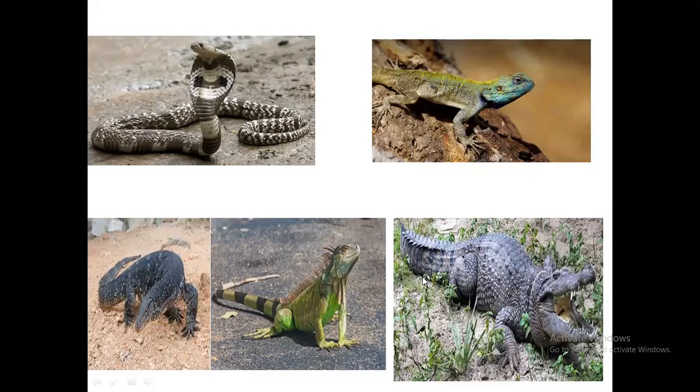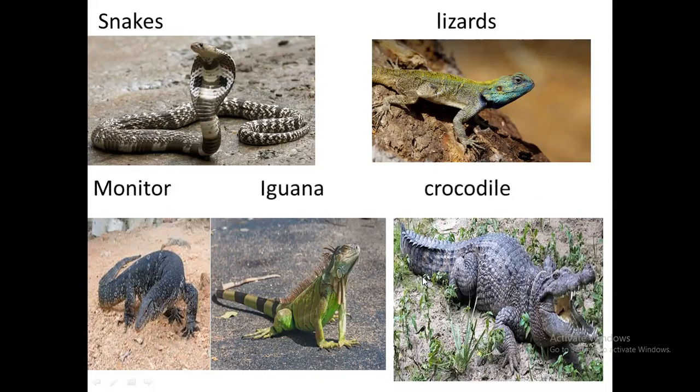Cobra, right? Snakes and the lizard, monitor, iguana, crocodile. I have mentioned the pictures with the names, then it is easy to identify. This one we are saying lizard. They are reptiles, right? They live on the land. They are the first group of animals that adapted to live on the land.